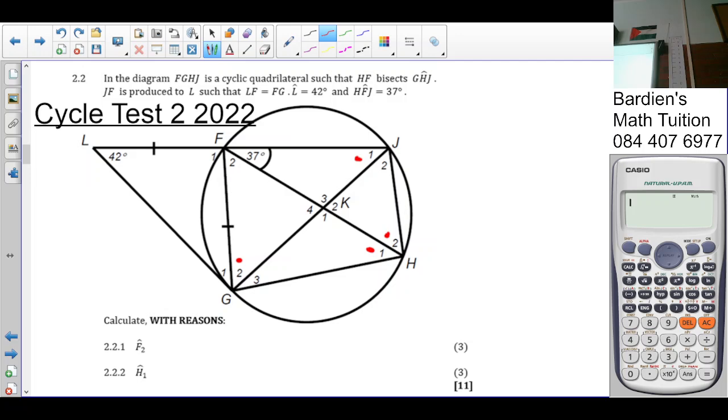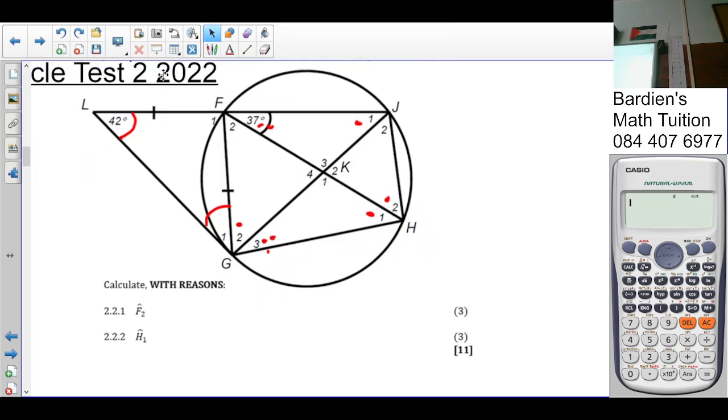Then we are told that JF is produced to L, such that LF is equal to FG. If that's the case, that angle there is equal to that angle, angles opposite equal sides. The question says angle L is 42 and angle JFH is 37. So this angle is 37 and this angle here is also 37. Angles in the same segment.